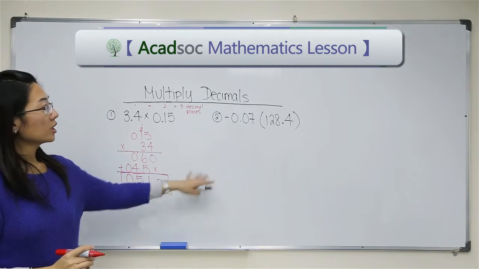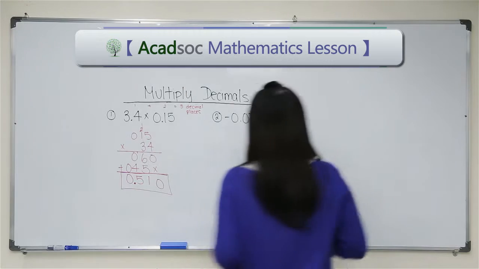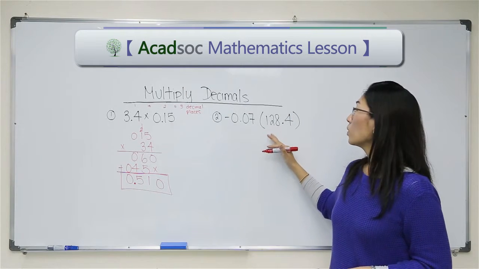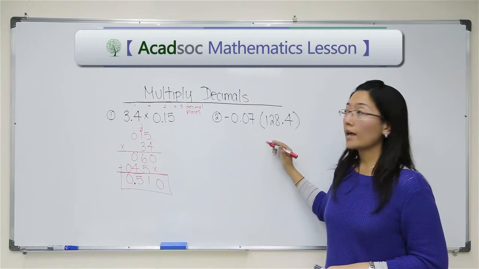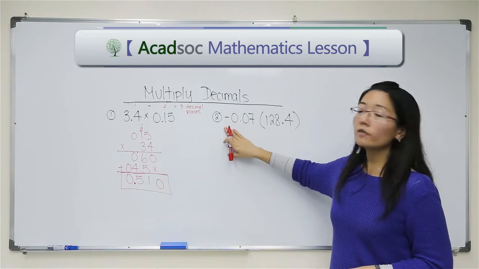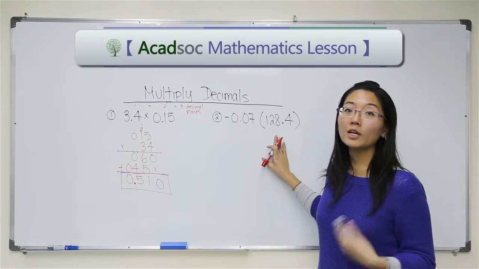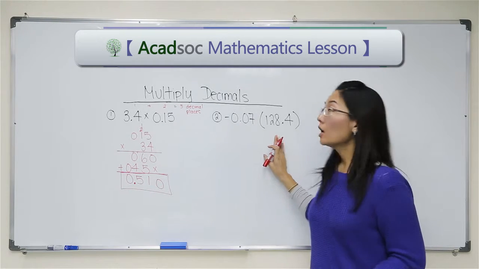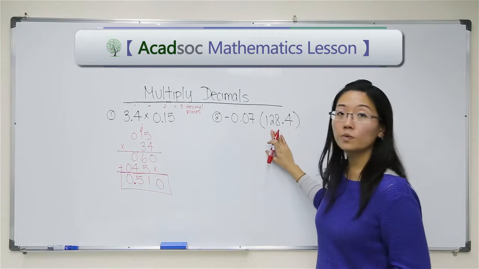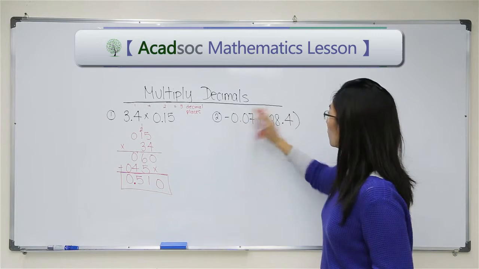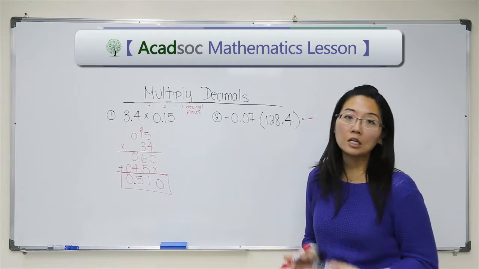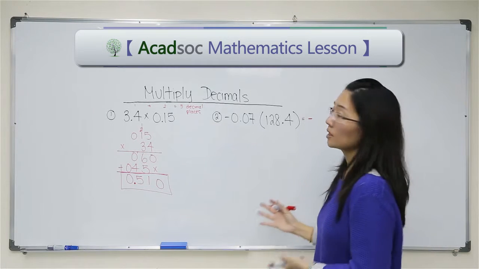Now let's take a look at another one, just from our practice. Here we have negative 0.07 multiplied with 128.4. Now, in this case, we have a negative number multiplied by a positive number. Again, follow the rules for multiplying integers with signs. A negative times a positive would be negative. So we know that in our final answer, it would be a negative number. So we got that taken care of.